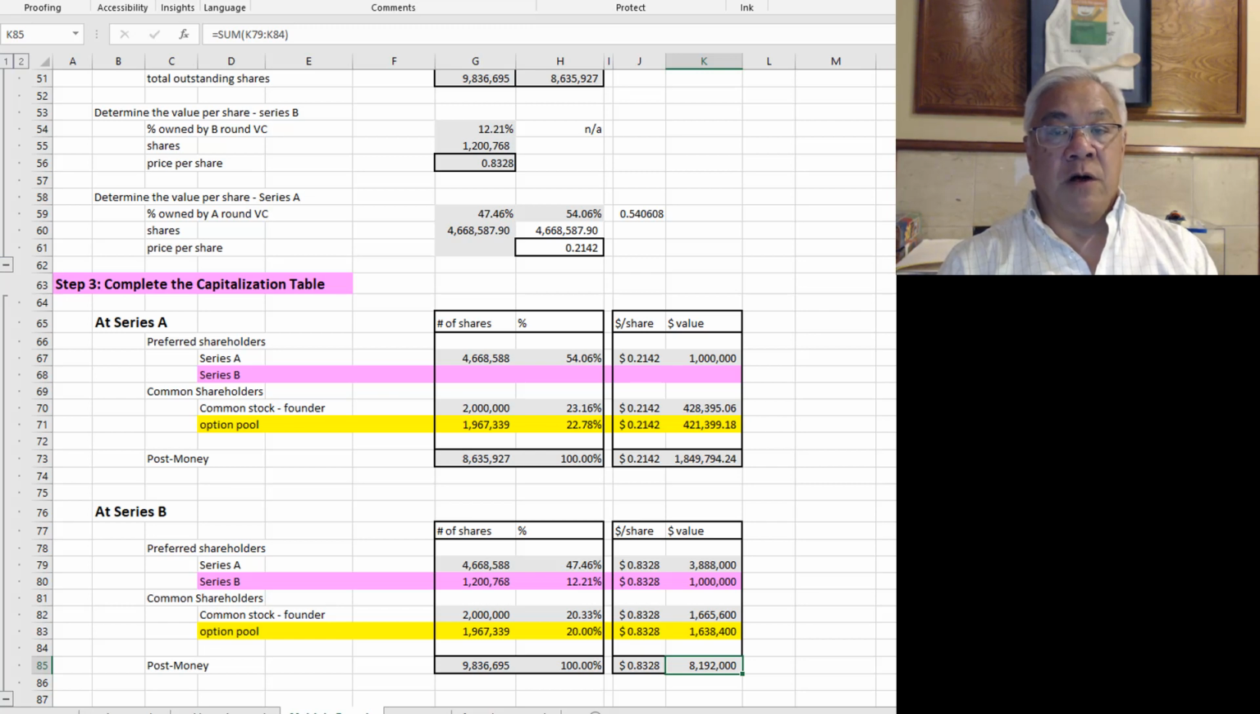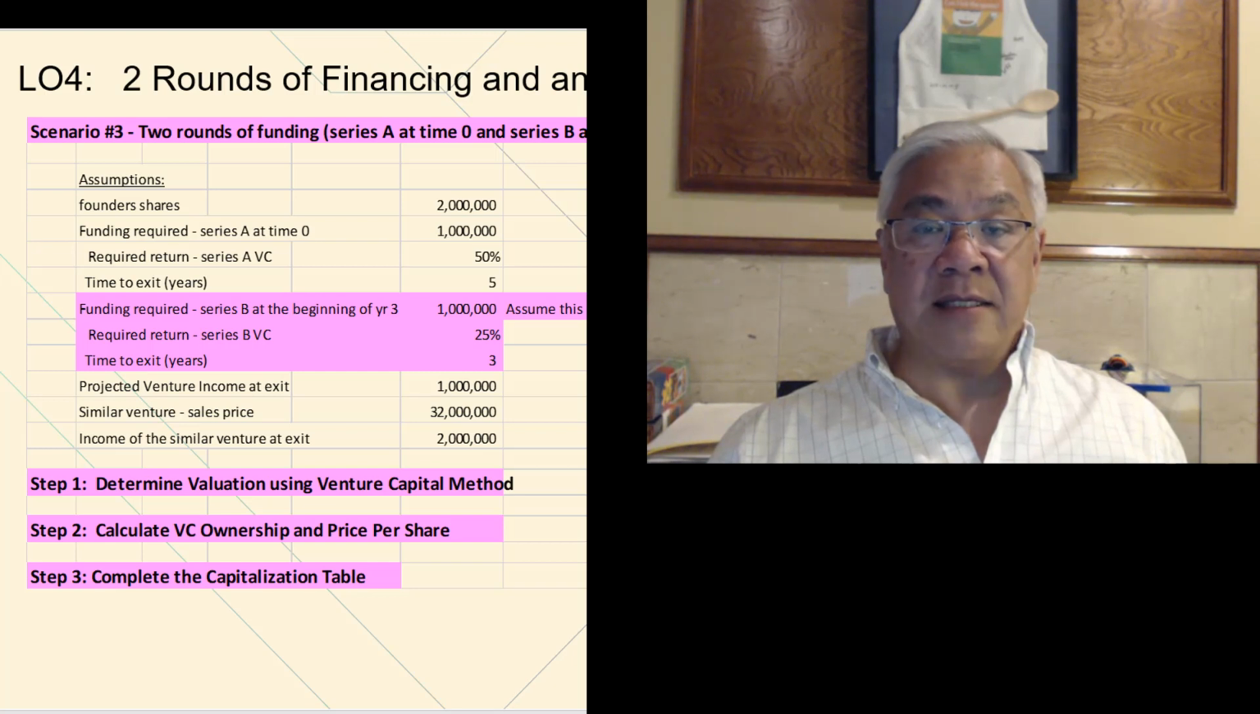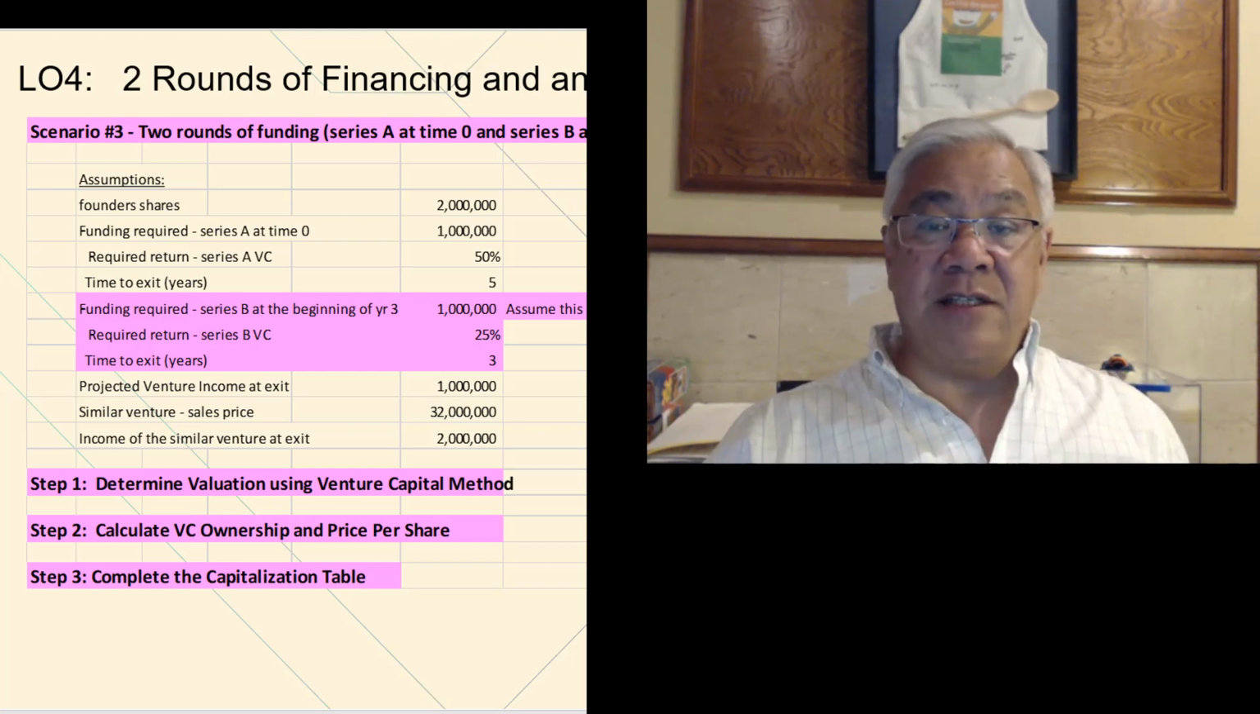When we grow our business further to year 5, we're going to grow that 8 million up to 16. All right, so then that's the complex scenario of 2 rounds of financing and an option pool, with the assumption that everyone knew this was necessary at the time of the initial offering. Now you might ask, well, what if they don't know?